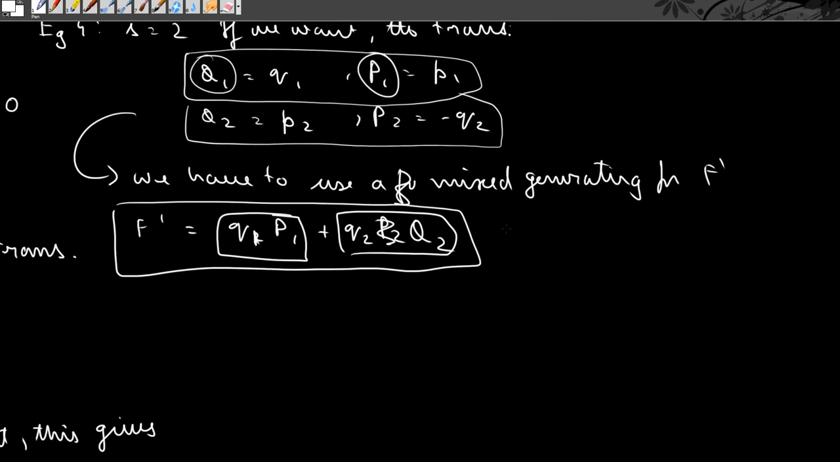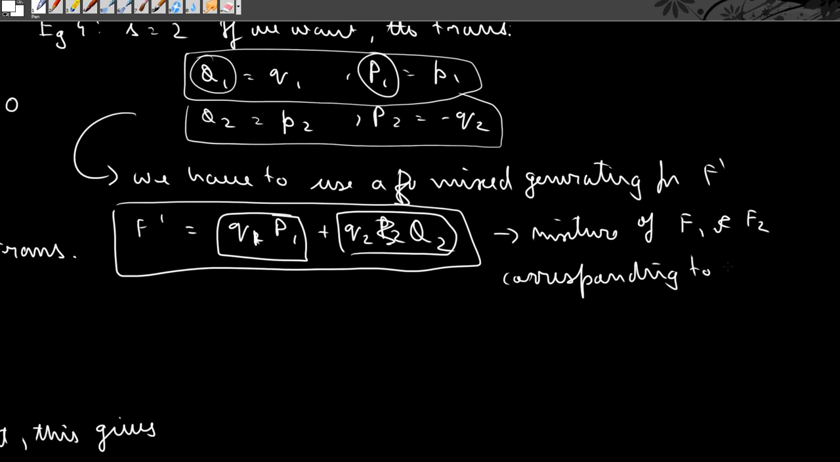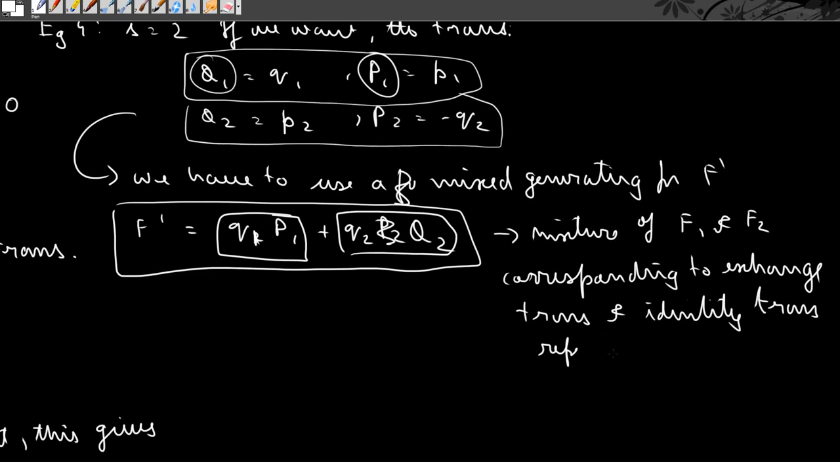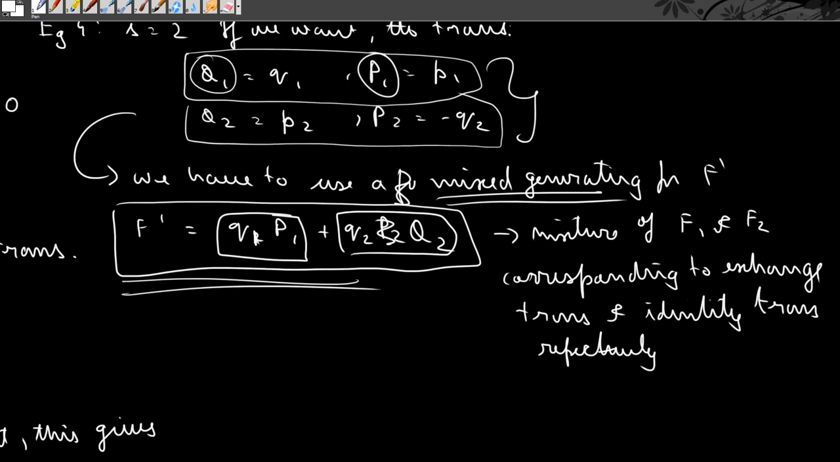So this is a mixture of F1 and F2 corresponding to exchange transformation and identity transformation respectively. So in that sense we say that we need to use a mixed generating function. If we use this kind of a generating function, we are going to get this kind of a transformation.